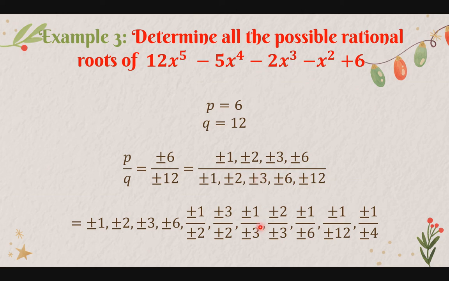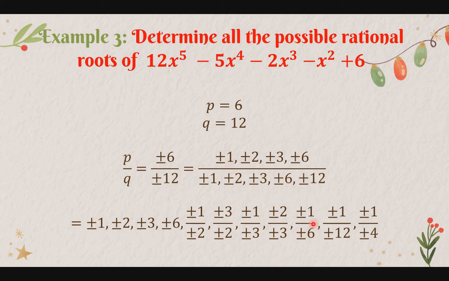1 over 3 is positive negative 1 over positive negative 3. Next, 2 over 3 is positive or negative 2 over positive negative 3. Next, 3 over 3 is simply just 1. Next, 6 over 3 is 2. So, hindi na natin isulat yung dalawang yun kasi nandito na po yun. Tapos na tayo sa 3, punta na tayo sa 6.